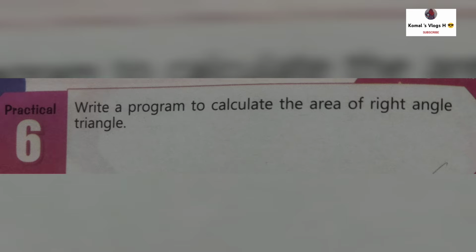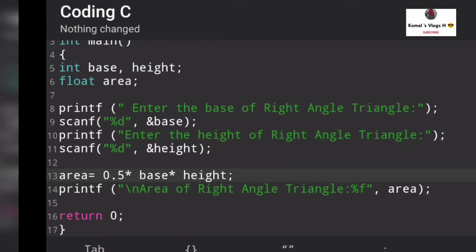So today I will explain the program, practical number 6 from the practical notebook of class 10 computer science. The program is: write a program to calculate the area of a right angle triangle. So we have to find the area of a right angle triangle. First of all, we have to use the include, then the main section.